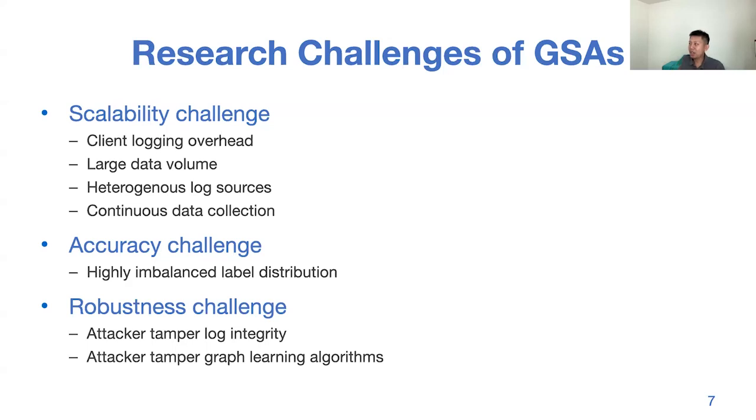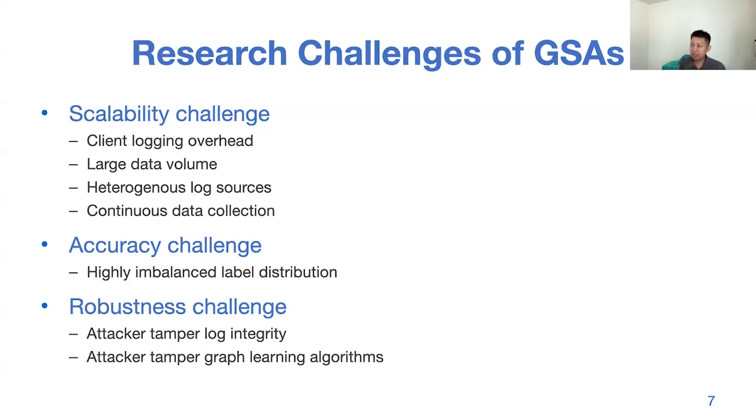So the major issue regarding GSA, graph-based security analytics, is the scalability challenge. The datasets we are dealing with are usually of really, really large volume. The endpoints create a lot of data. Network appliances create a lot of data. The more of those products you run, the more logs you get, and we don't want to miss anything. So there will be logging overhead on the clients, a large data volume, and you need to deal with different log sources, and the data has to be continuously analyzed and processed.